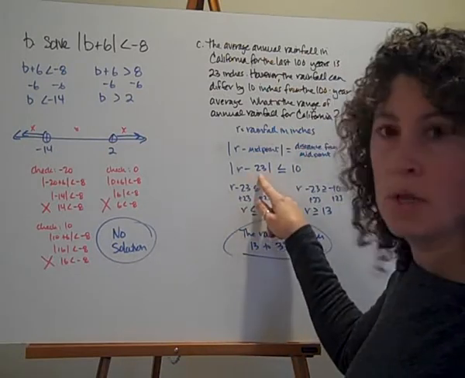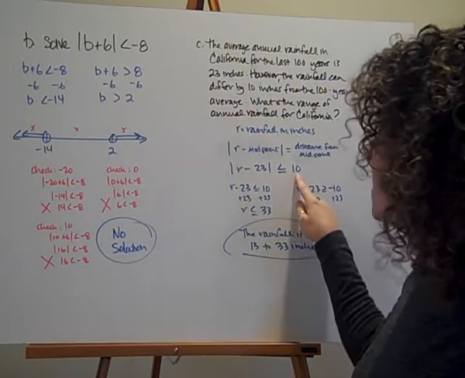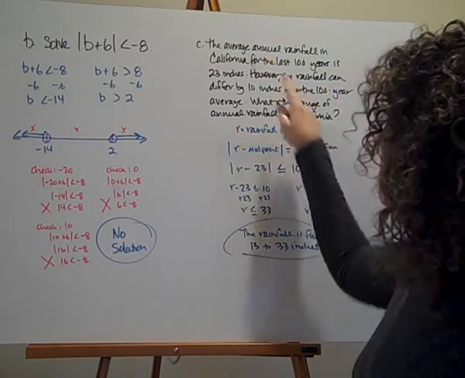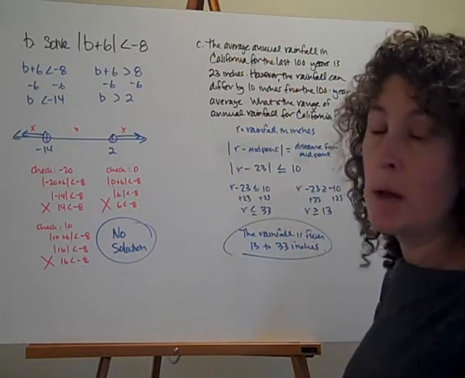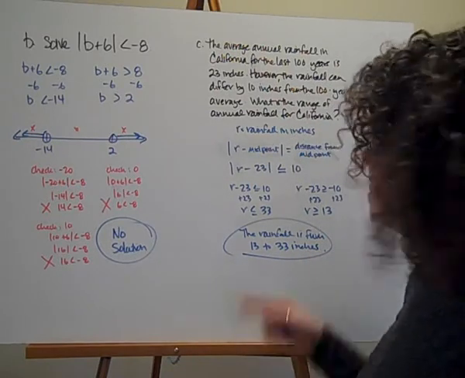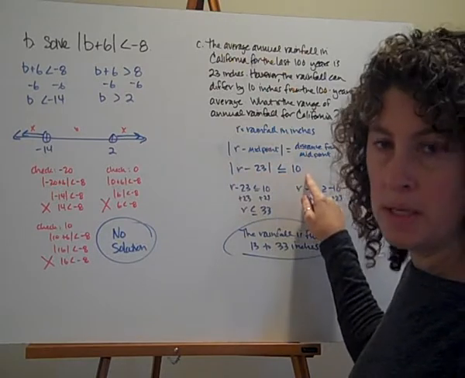So I'm going to subtract 23. I know that the difference, it says it differs by 10, so I'm going to put my 10 on the other side. And now I've got to figure out what to do in the middle here. Well, it says it differs by 10 inches. It's not more than 10 inches. It could be 10 inches or it could be less than 10 inches. So the distance is going to be less than or equal to my 10.